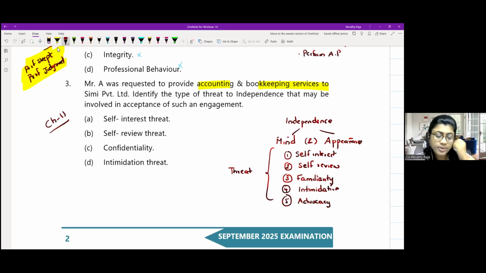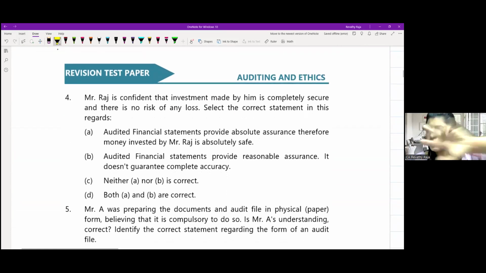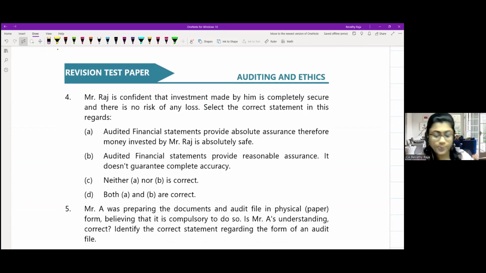So here you are providing accounting services, and if you are doing the audit also, then which threat will be there? You reviewing your work. So the answer you have already said, it is self-review threat. As I said, this session's main intention is not just to say the answer, but to revise. Can we go to the next? I'll give you a break after the MCQ.